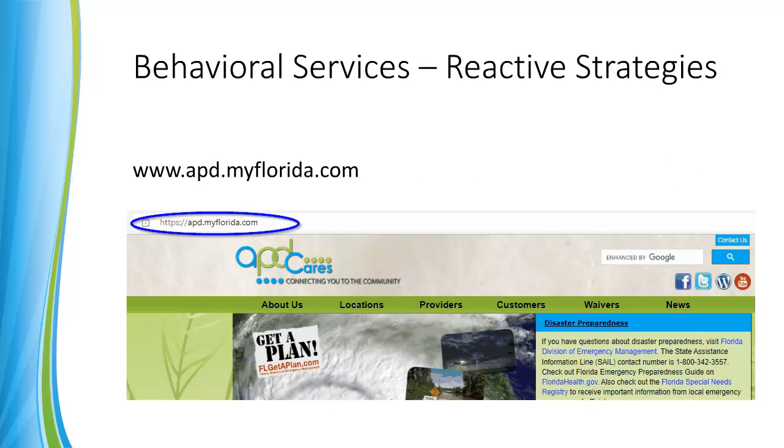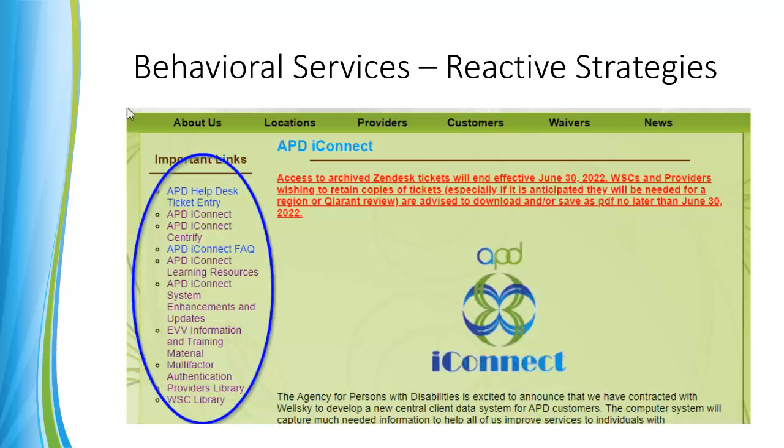The materials that you will use to follow the behavior services workflows can be located on the APD website. The web address is www.apd.myflorida.com. On the left are the important links that you should look through. Locate the provider library link. This site contains all resources for providers, including the Behavior Service Provider Library.